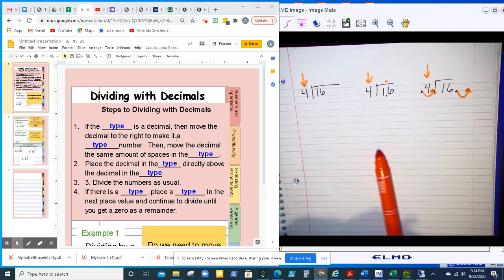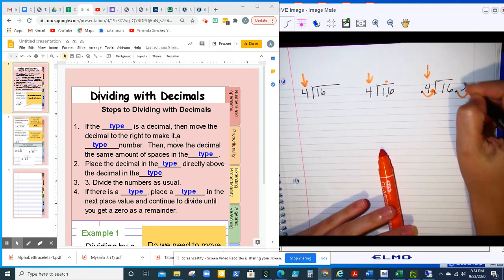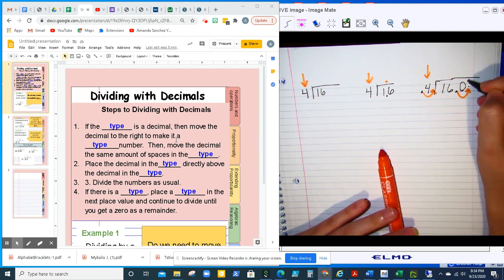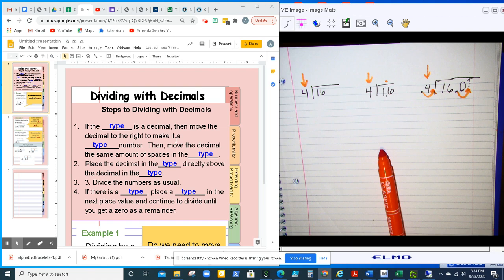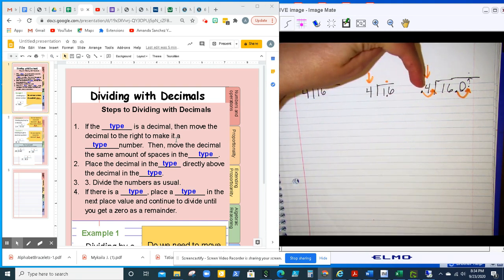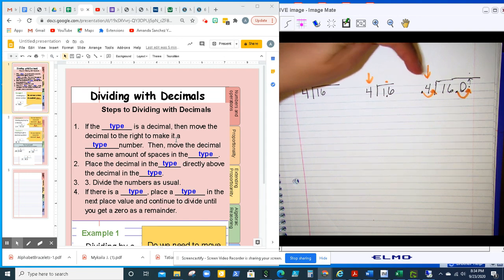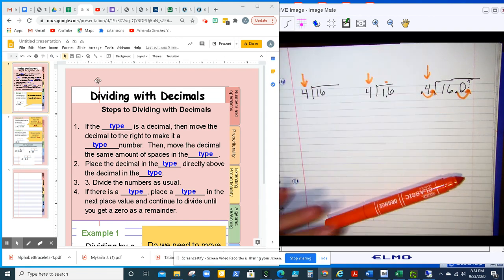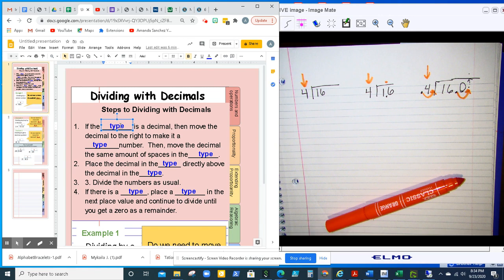And if there's a gap there, you put a 0, and this decimal would just shoot straight up. That's its home. So make sure that the number on the outside, which is the divisor, needs to be a whole number.